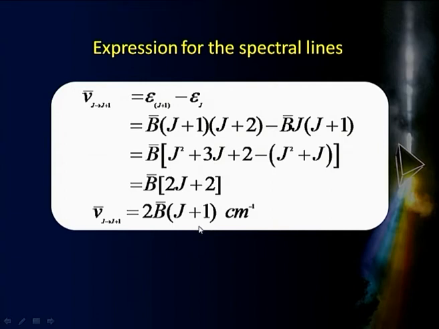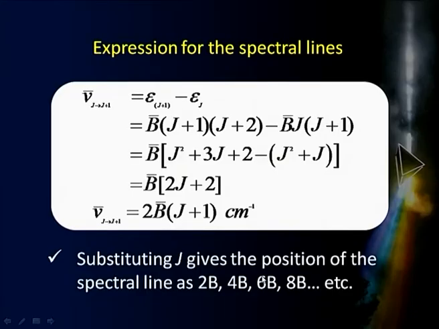That means I can simply substitute the value of j here. When j is equal to 0, I get 2b bar, which is what I observed. When j is equal to 1, I get 4b bar, for 2 it will be 6b bar, and so on and so forth. So, I will get the set of lines I mentioned earlier, that is, spectral lines at 2b bar, 4b bar, 6b bar, 8b bar, etc.